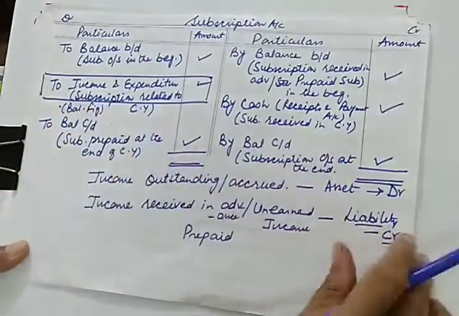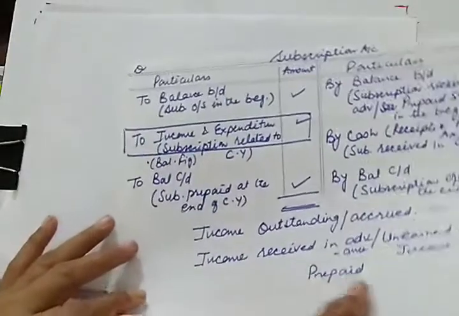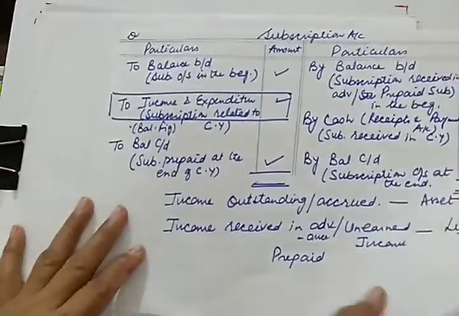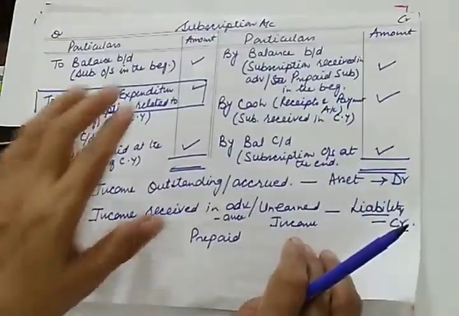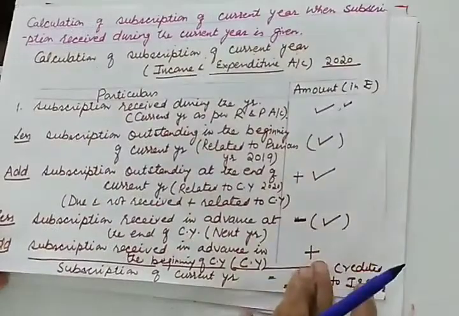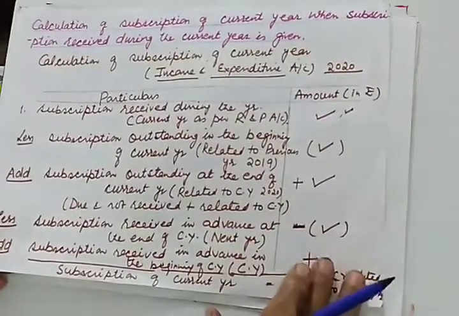So now I hope that you will be able to understand whether to make the statement or you can go for subscription account. So if it is specifically mentioned that you need to make subscription account, then you go for this account. Otherwise, you can do the same treatment through this statement also. So now we'll be doing a few numericals of T.S. Grewal's book.